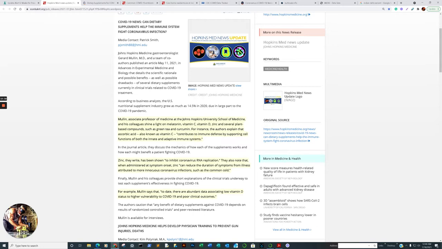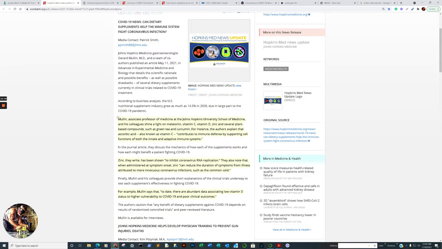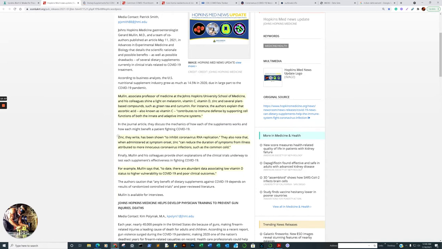I'm only reading their words. And the journal that they discuss it in, zinc, they write, has been shown to inhibit coronavirus RNA replication. I am reading fact checkers. I am not making a medical claim. I am reading a medical journal. And they also note that when administered at symptom onset, zinc can reduce the duration of symptoms from illnesses attributed to more innocuous coronavirus infections, such as the common cold.